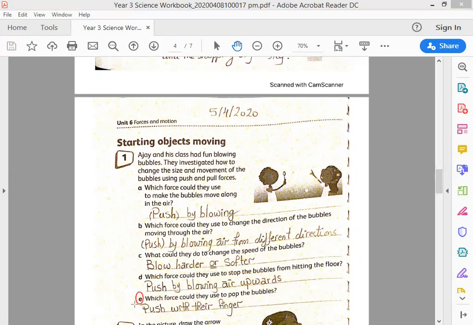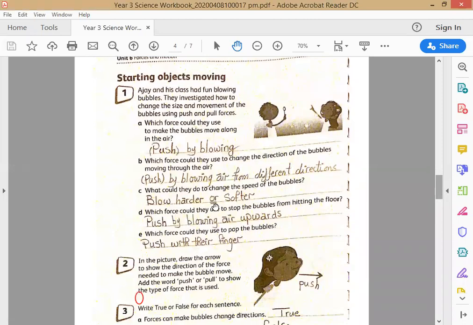Question E. Which force could they use to pop the bubbles? If you wanted to pop your bubble, what are you going to do? Yes, of course. I know that you are going to push with your finger so your bubble will pop. So the force they could use to pop the bubbles is to push their fingers on the bubble so the bubble will pop.